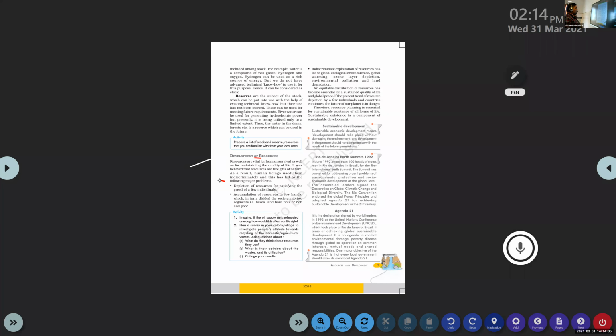Okay, so here: depletion of resources for satisfying the greed of a few individuals will make problems. So what is that? Depletion of resources for satisfying the greed of a few individuals. So some individuals are utilizing the resources to satisfy their greed. What do you mean by greed?